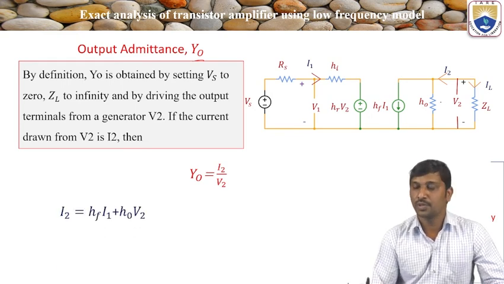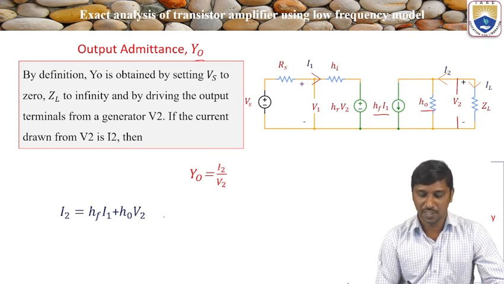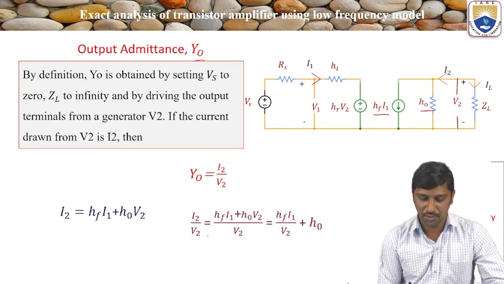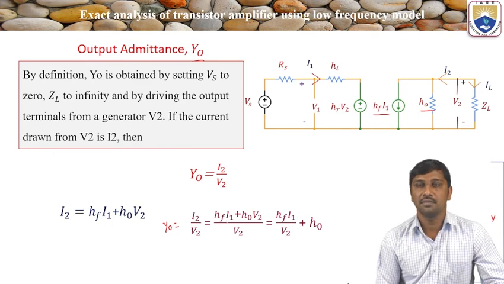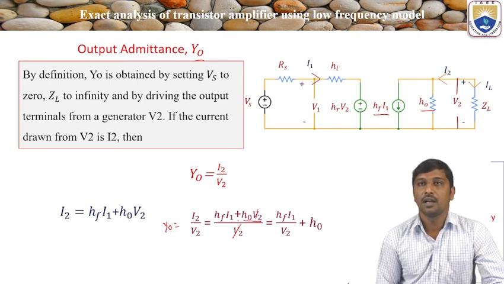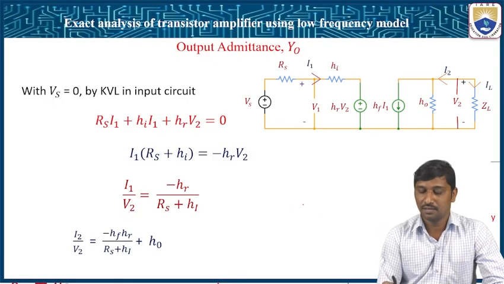Again, we know that from the small signal model, I2 is represented as HF times I1 plus HO times V2. Now we can substitute this I2 here, so that Y0 is equal to I2 by V2, that is equal to HF times I1 plus HO times V2, divided by V2. Now you can simplify this. HF times I1 by V2, plus V2 gets canceled for this term, then it becomes HO.